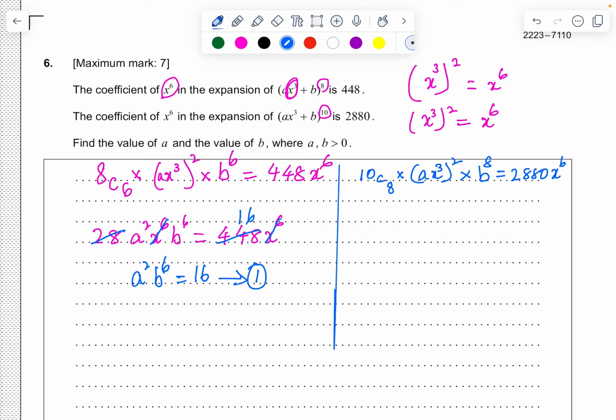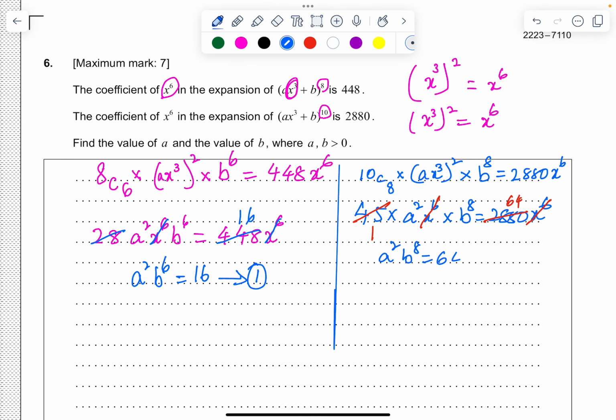So what is 10C8? 10C8 is 45, times a squared x to the power of 6 times b to the power of 8, is equal to 2880 x to the power of 6. So I cancel and simplify, x to the power of 6 is gone. Then 45 times 1, 45 times 64. So this becomes a squared b to the power of 8 is equal to 64. So this is the second equation.